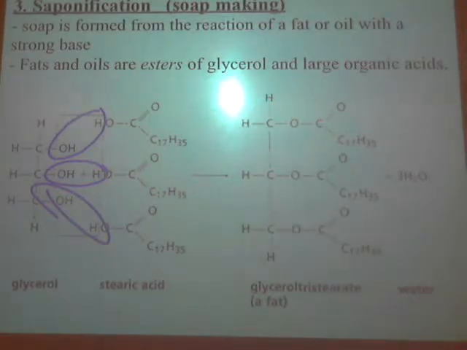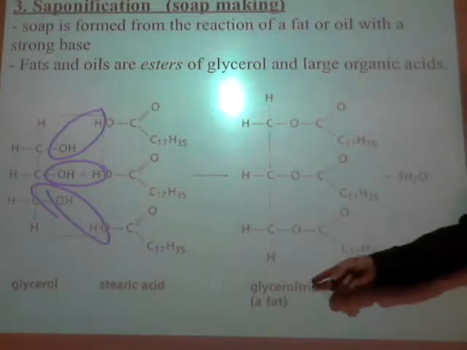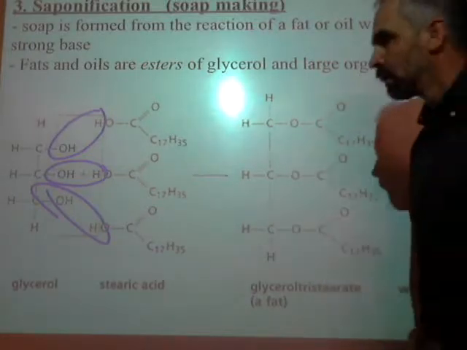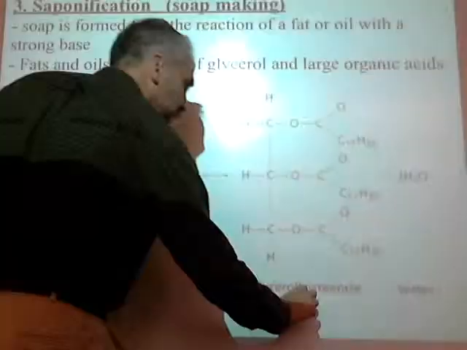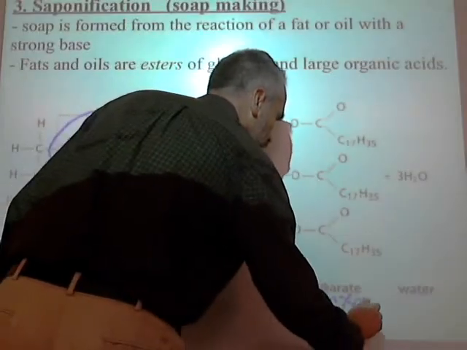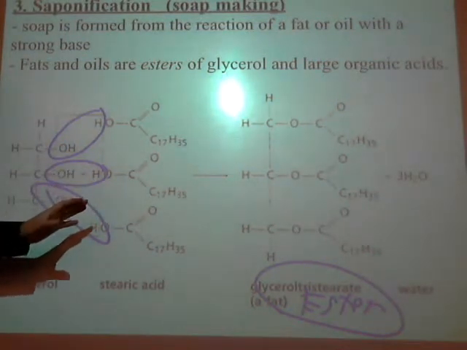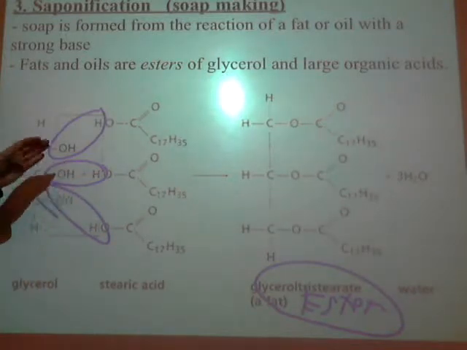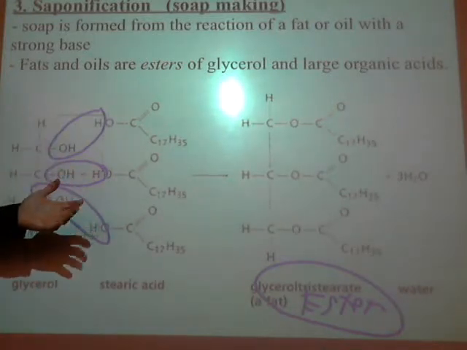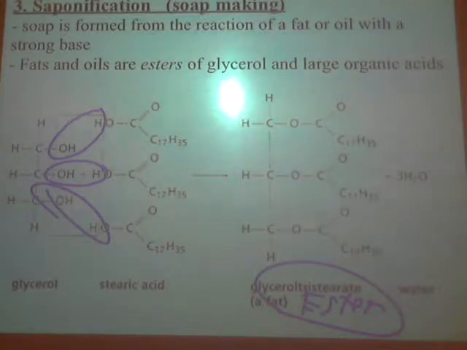All right. There's your fat. Your fat, or your glycerol tristearate, is basically your ester. He's your ester. That is not soap making. That's how your body or other things make, or we can make, if we wanted to, a saturated fat, or a fat or an oil.